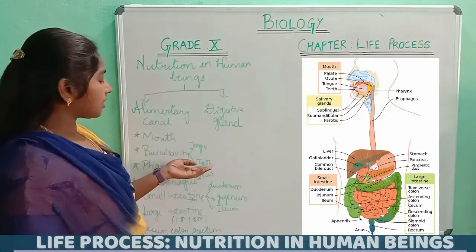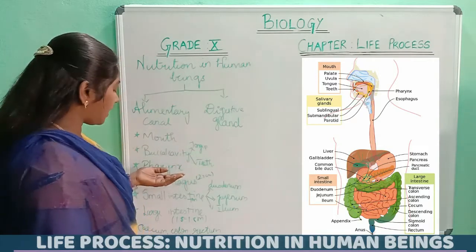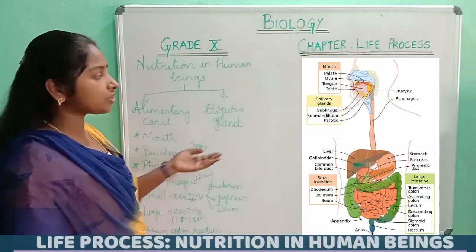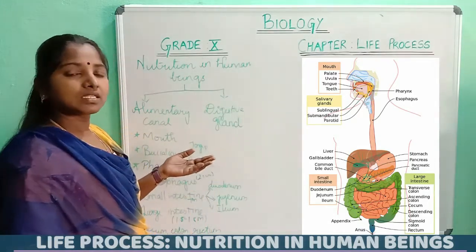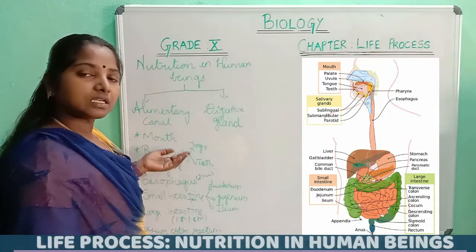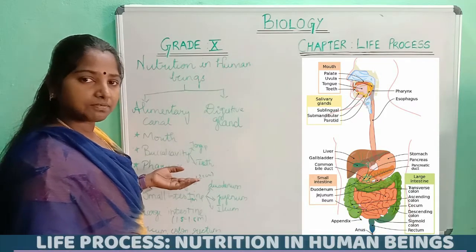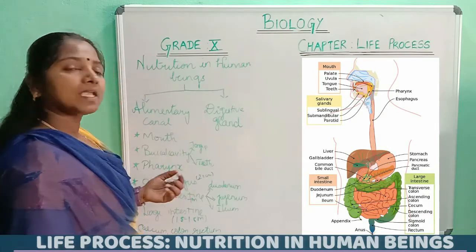Then after completing the function in the buccal cavity, the food moves towards the pharynx. The pharynx is a funnel shaped area. It acts like a bridge between the buccal cavity and the esophagus. The food particles end in the pharynx. The pharynx moves the food particle towards the esophagus.